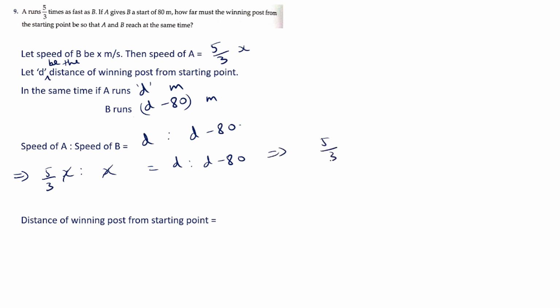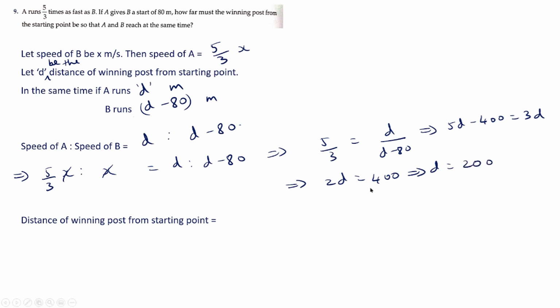This implies 5 by 3 equals D upon (D minus 80). When we cross multiply, we get 5D minus 400 equals 3D, or 5D minus 3D, 2D equals 400, D is 400 by 2, 200. So we have taken D as the distance of the winning post from the starting point, and we got D as 200 meters. So the distance of the winning post from the starting point is equal to 200 meters.